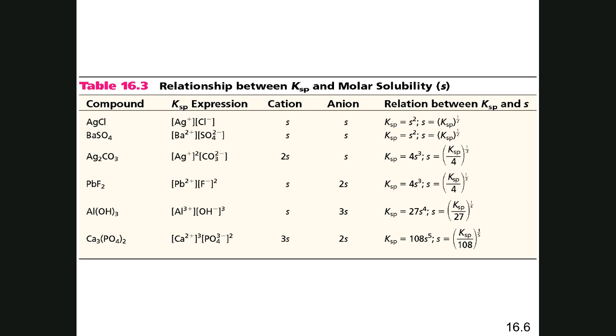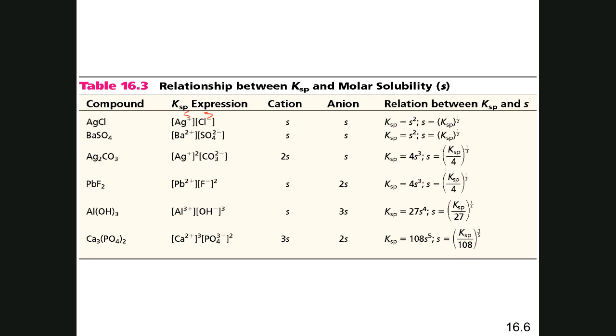If you want to work it backward, these are some shortcuts that you can memorize, or you can set up the equation all the time. This is not a requirement, but it's going to save you time if you have it memorized, rather than setting it up. Setting it up, Ksp is this value. If you place S for each one of them, then Ksp equals S squared, then S would be the square root of Ksp.